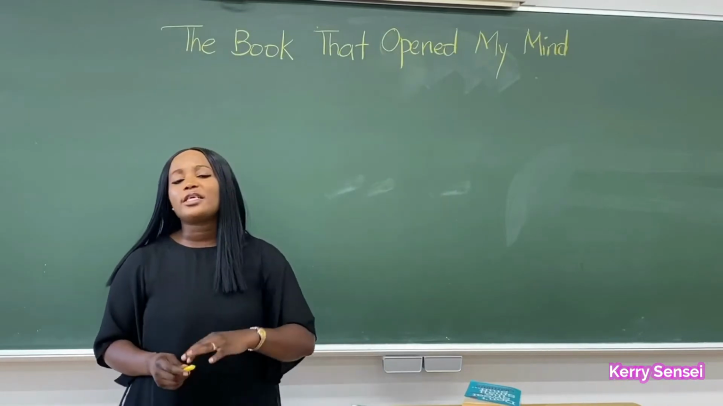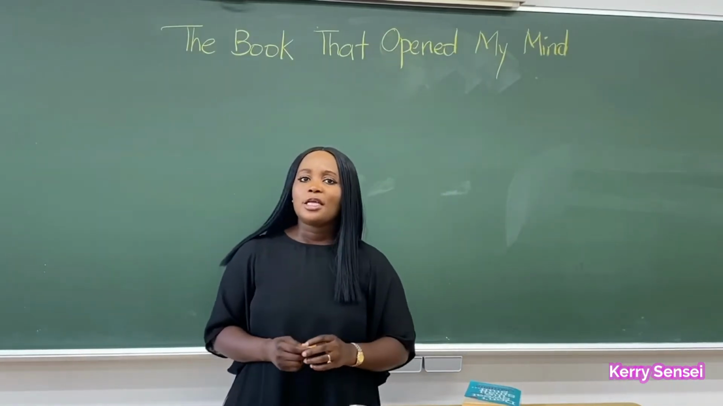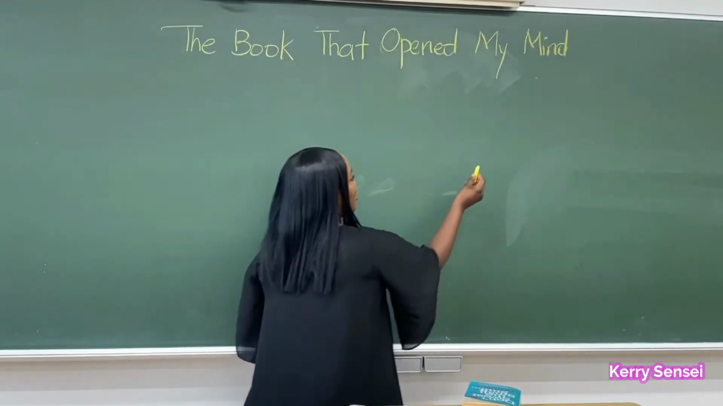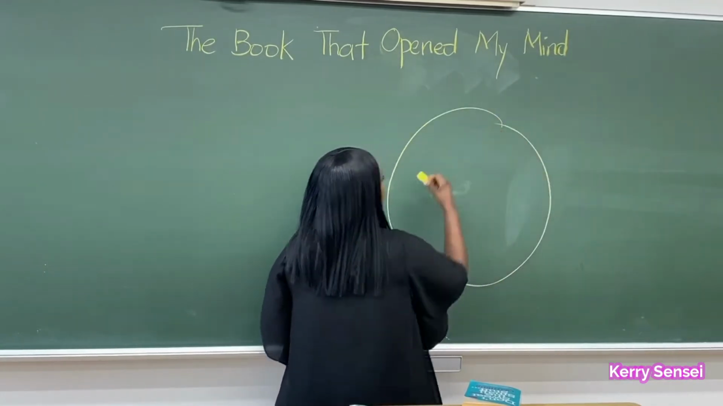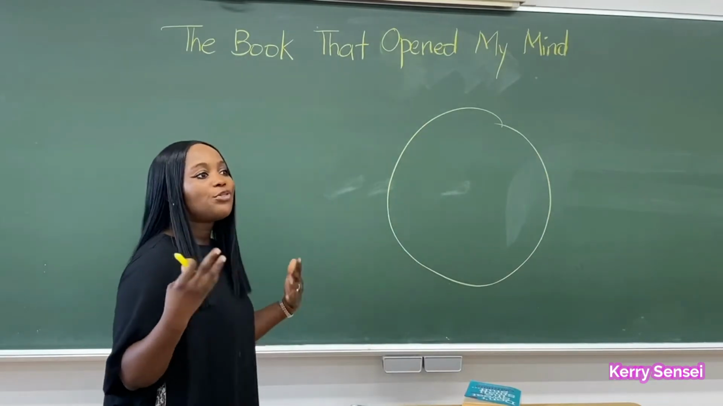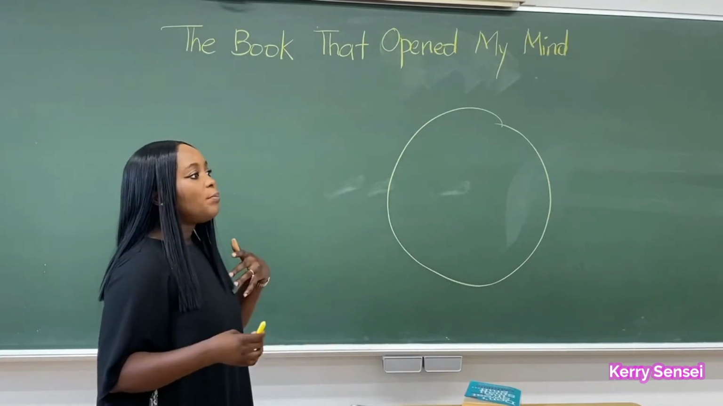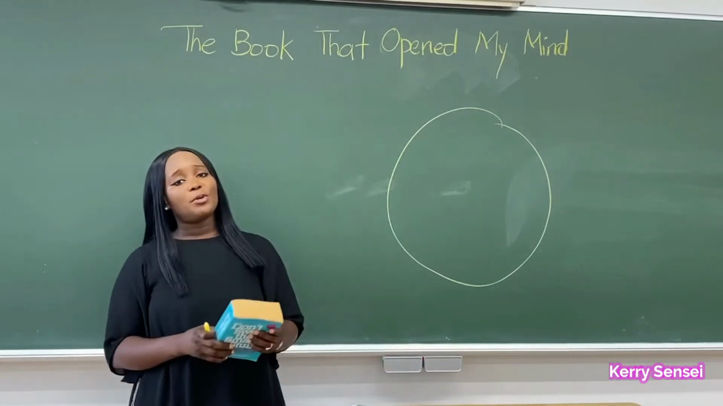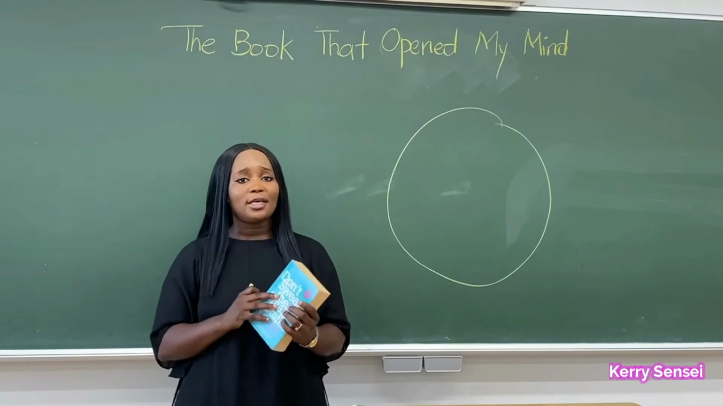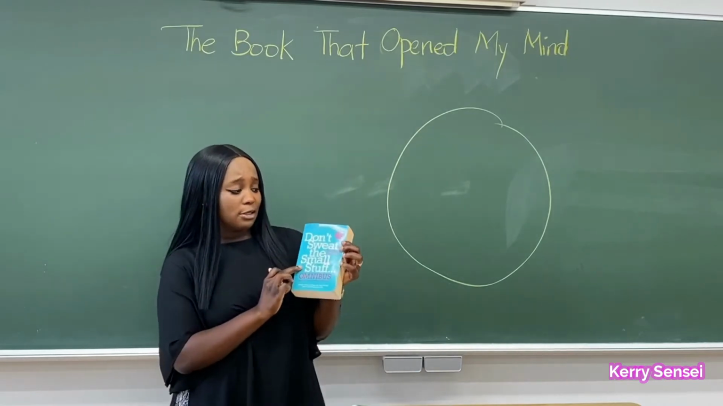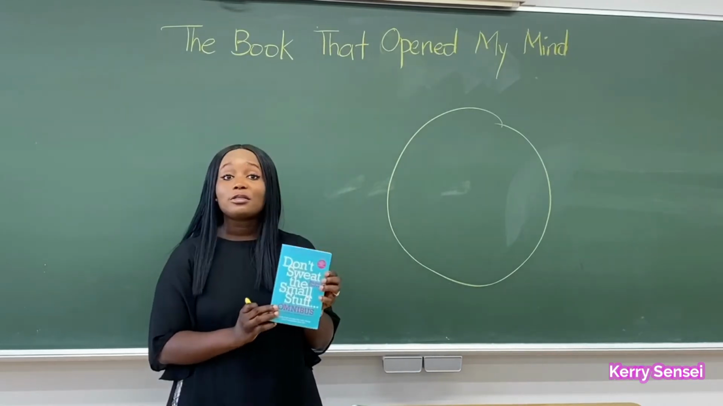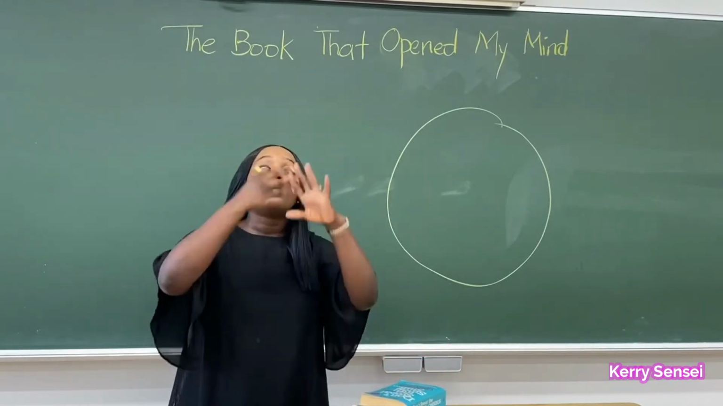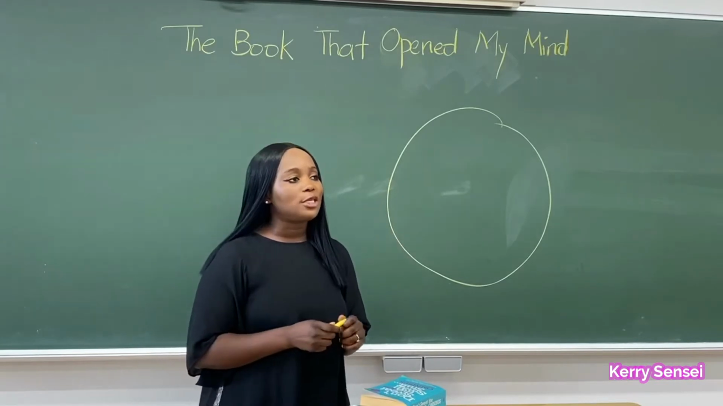Before you start writing any good essay, it's always good if you have a graphic organizer. Now, an organizer is just like a map that you just use to help you think about what points you're going to write about. So, because my favorite book, the book that opened my mind, is Don't Sweat the Small Stuff by Richard Carlson, I'm going to now think about how this book opened my mind. What did I learn from this book?